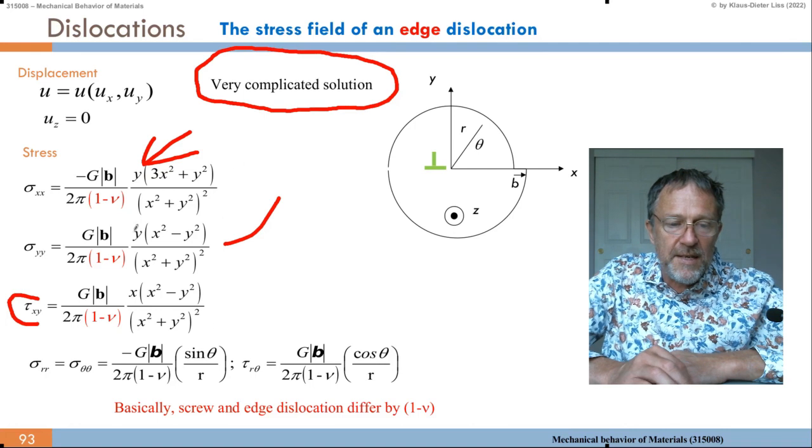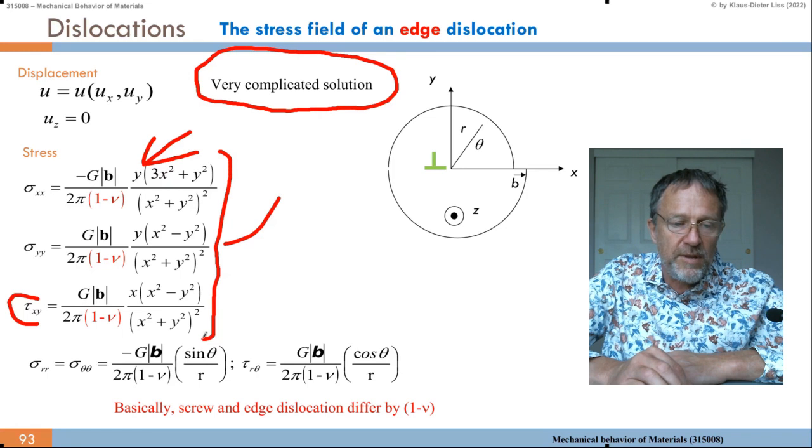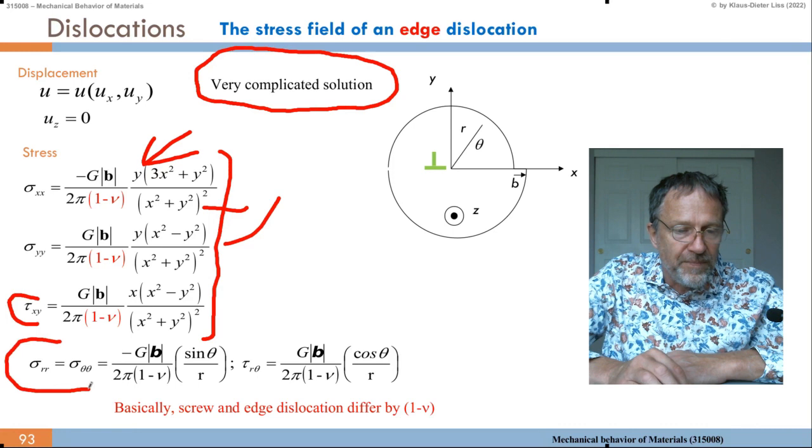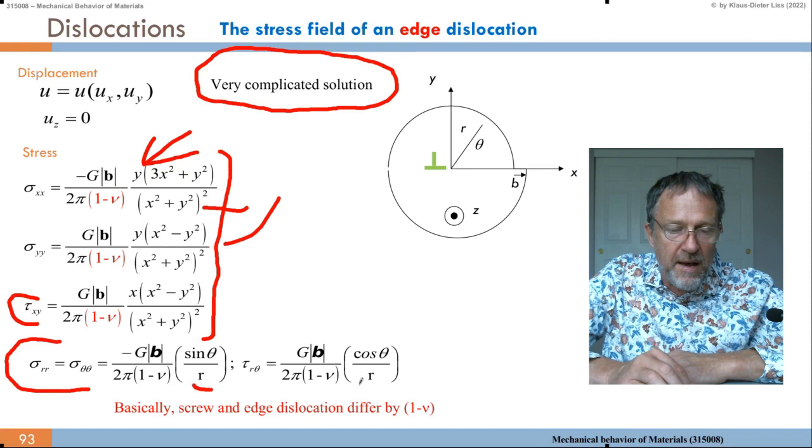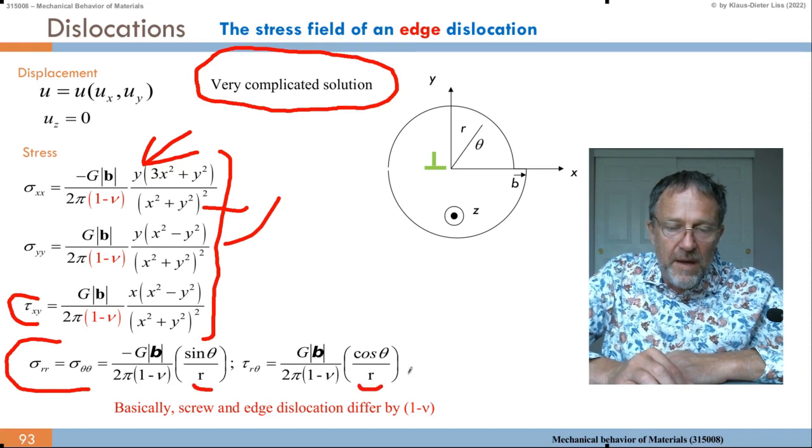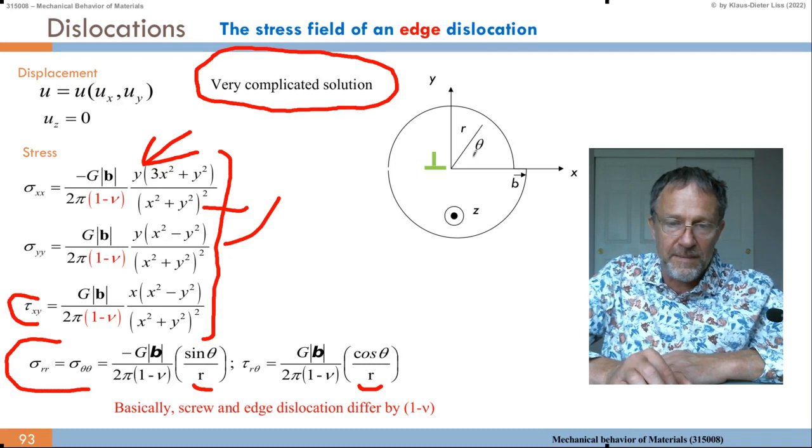But we need to understand what's happening here with these stresses, how they depend. We see already they depend somehow on 1 over r. So if we put it back into polar coordinates, we have a sigma r, and we see there's a sine theta over r. It's a 1 over r behavior. And here in the other direction we have a cosine theta over r. So as we go around here with theta, this is theta.